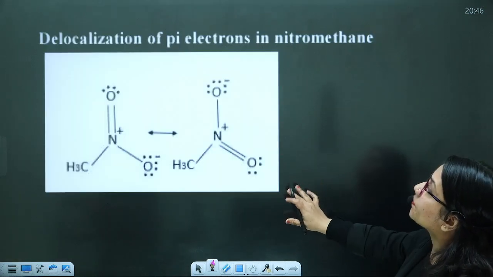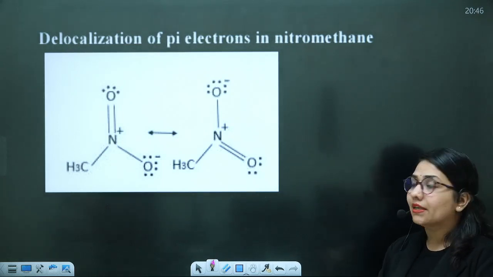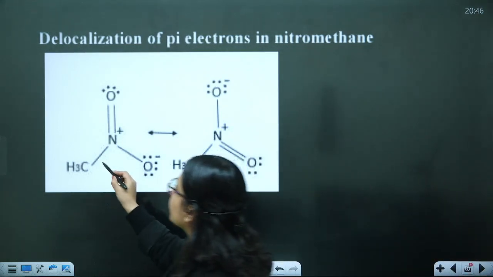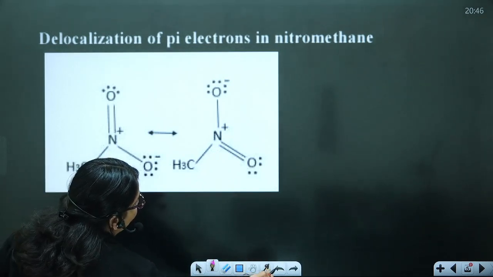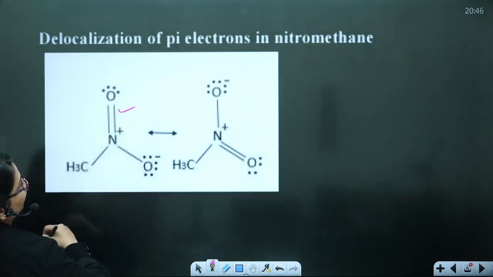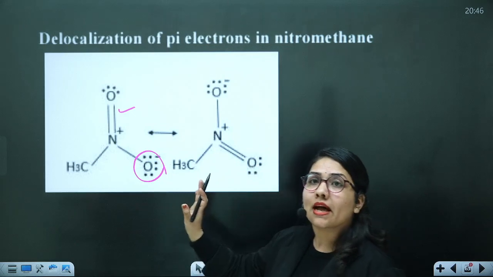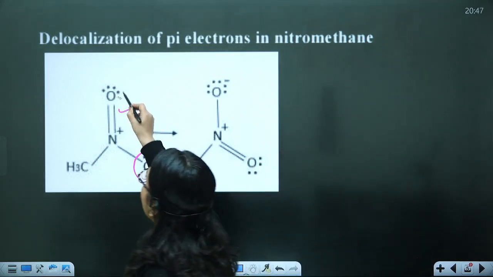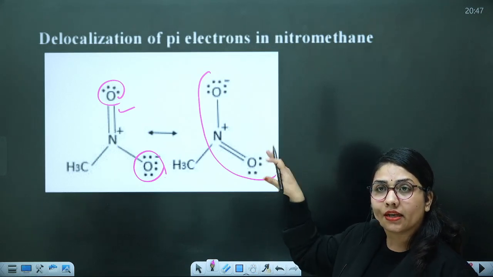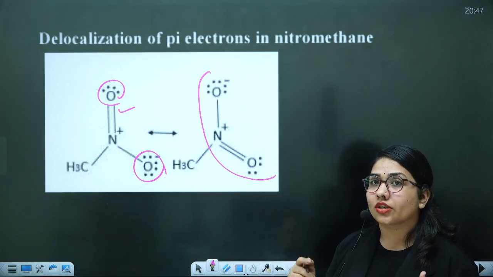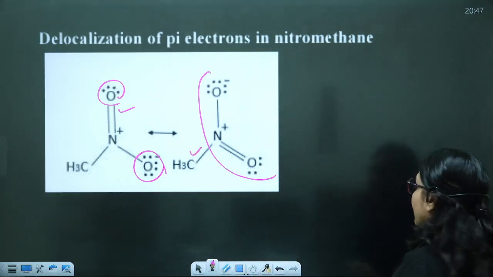Now see here, delocalization of pi electrons in nitromethane. You can see here, this is the single bond, this one is the single bond, and here it is the double bond, and it is in conjugation with this thing. So what is happening there? This area of the molecule is participating in making the two structures, but this part is intact.